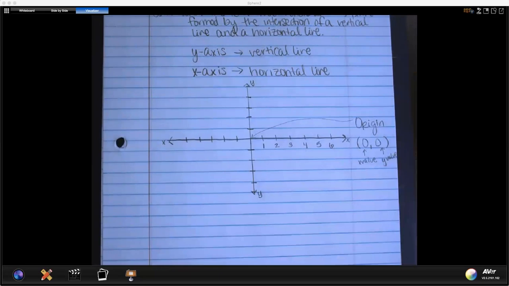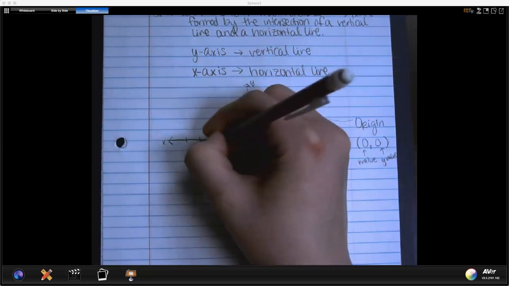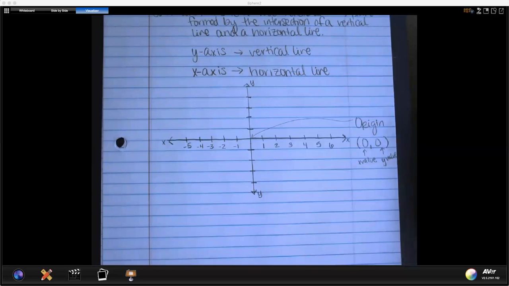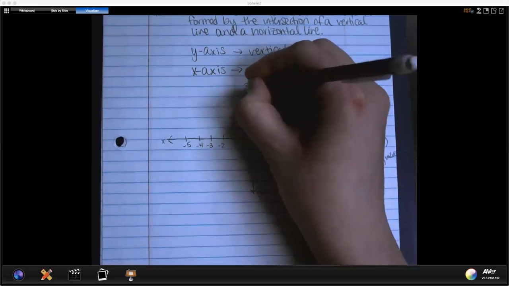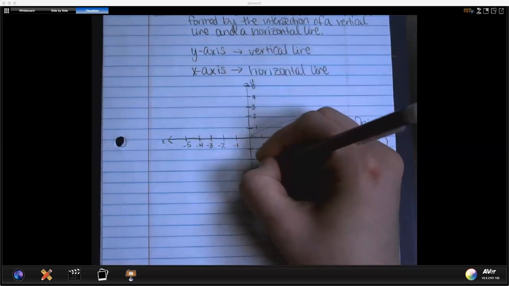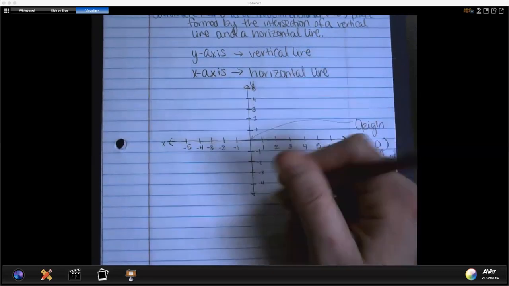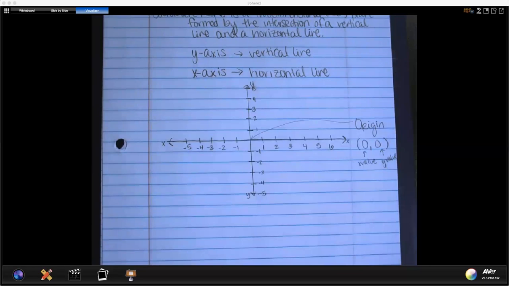Okay, so to the right is positive. What's gonna be to the left? Negative numbers. And above us is going to be positive numbers, and below would be negative. We talked about it, we just didn't write it down. Yes, you need to write the numbers.